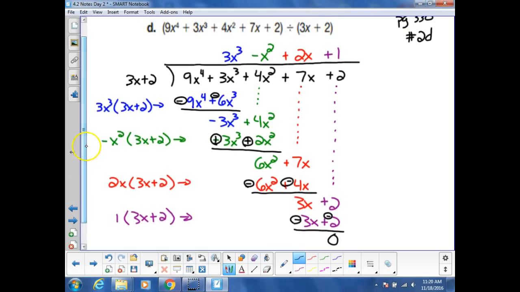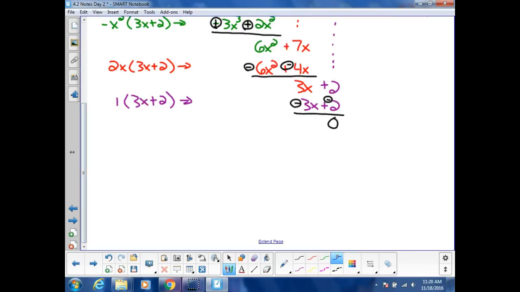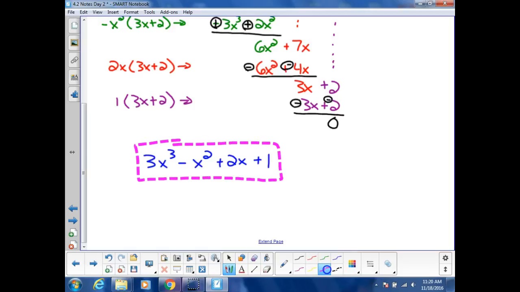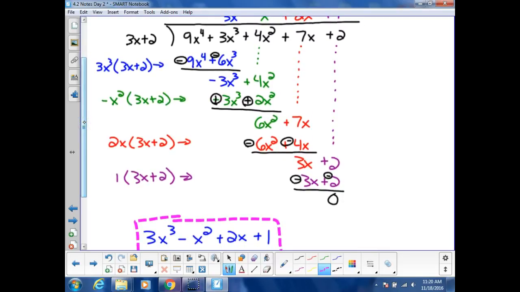So my answer here, can't fit it up top, so we'll go down here more, would be 3x cubed minus x squared plus 2x plus 1. And what else did we learn? 3x plus 2 is a factor of that big 9x to the 4th plus 3x cubed plus 4x squared plus 7x plus 2.